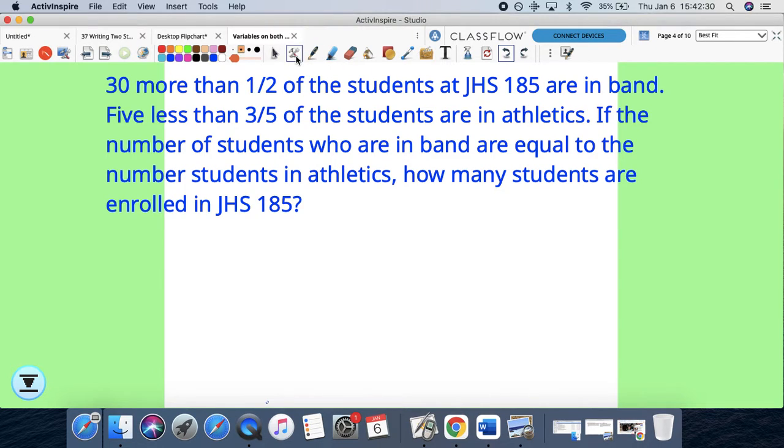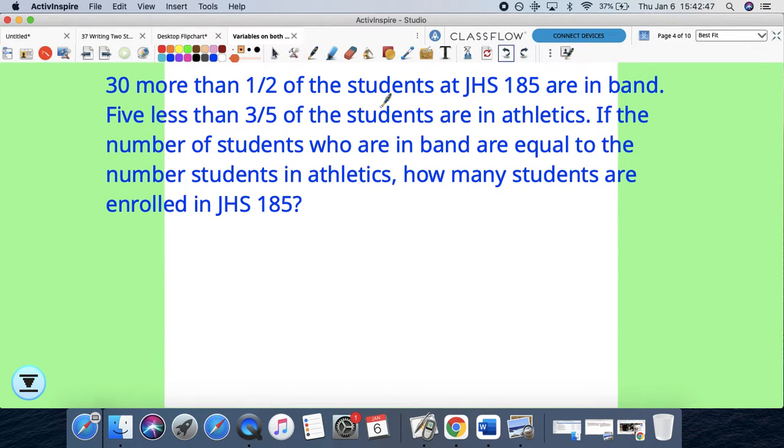So read the question. 30 more than half of the students at junior high school 185 are in the band. 5 less than 3/5 of the students are in athletics. If the number of students who are in band are equal to the number of students who are in athletics, how many students are enrolled in JHS 185?